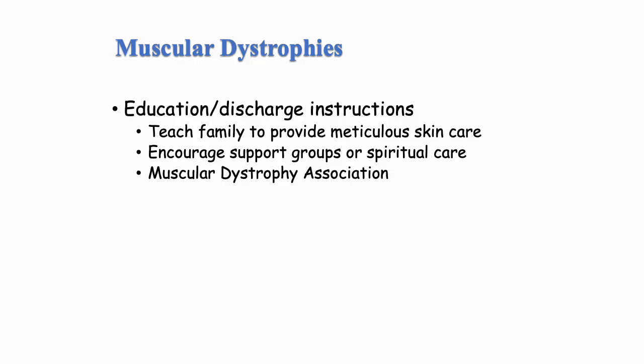Education and discharge instructions to the family. A lot of this is teaching the families to provide meticulous skin care. You have to teach the family about nutrition. You also have to teach the family about mobility. How do I move my child? They will come in and out a lot as the child grows. How am I able to move them? There's a lot of support groups, and the Muscular Dystrophy Association will provide them with tons and tons of stuff, everything they could possibly need. A lot of people don't want to reach out, but they do really assist these families.